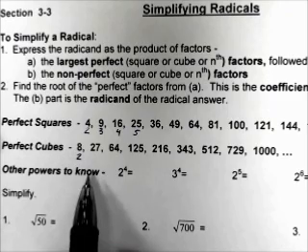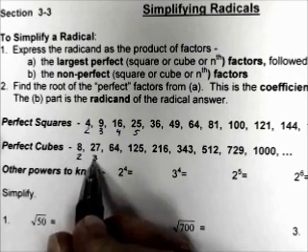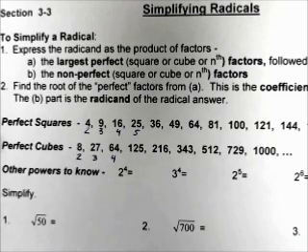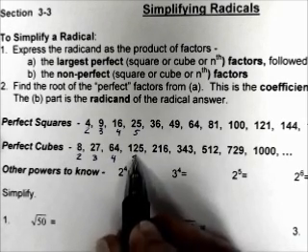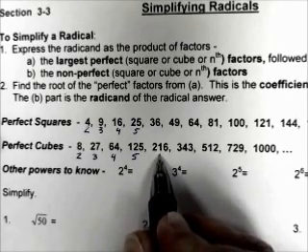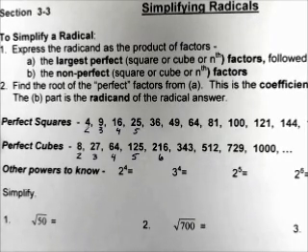27 is a perfect cube, its cube root is 3. 64, its cube root is 4. 125, the cube root of 125 is 5. 216, cube root is 6. 343, its cube root is 7. 512 has a cube root of 8. 729, a cube root of 9. And 1000, cube root of 10.